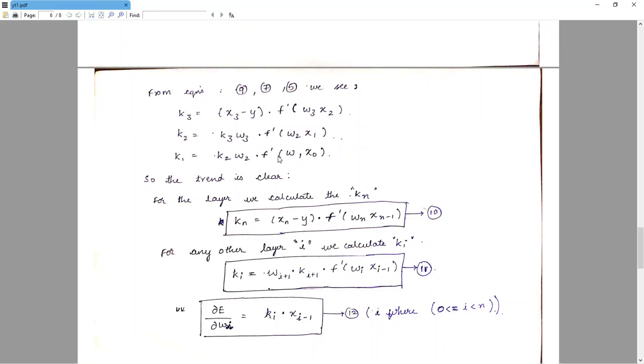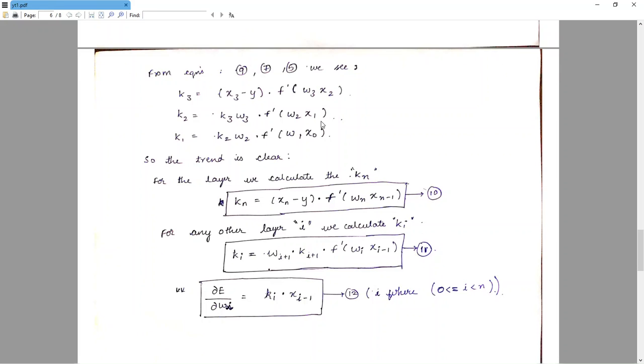K2 into W2 into F dash of W1 X0, right? For K3, it's the output minus target into F mod into F dash of W and Xn minus 1, W and W3 into X2 in our case.